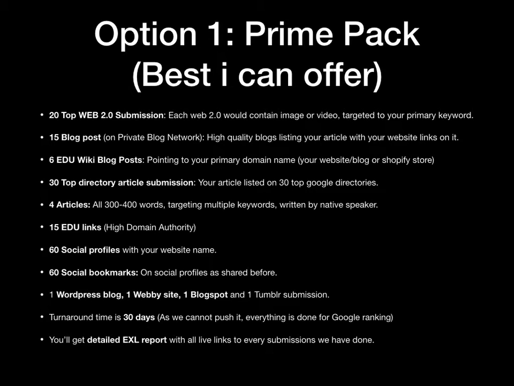Okay. Next is 16 social profiles with the website name. Then we have 60 social bookmarks. I've explained the social bookmark before. It's a combination of Facebook, Twitter, and Pinterest. We're going to do 60 social bookmarks on social profiles. 1 WordPress blog, a totally fresh blog for you. 1 website, 1 Blogspot, and 1 Tumblr submission is included.